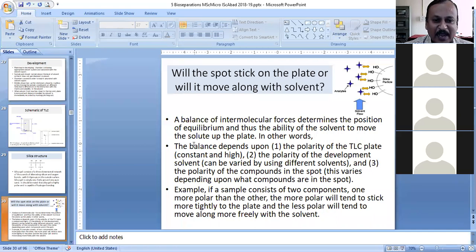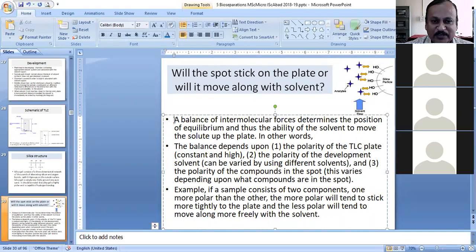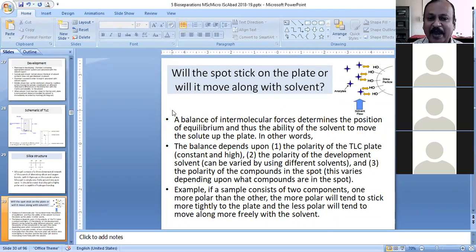I think I have already told you about this also. The question whether the spots will stick on to the plate or move over the stationary phase along with the solvent depends upon the polarity of the buffer or your mobile phase, and also on the polarity of the sample components. Ideally the sample spots should not stick on to just one place.